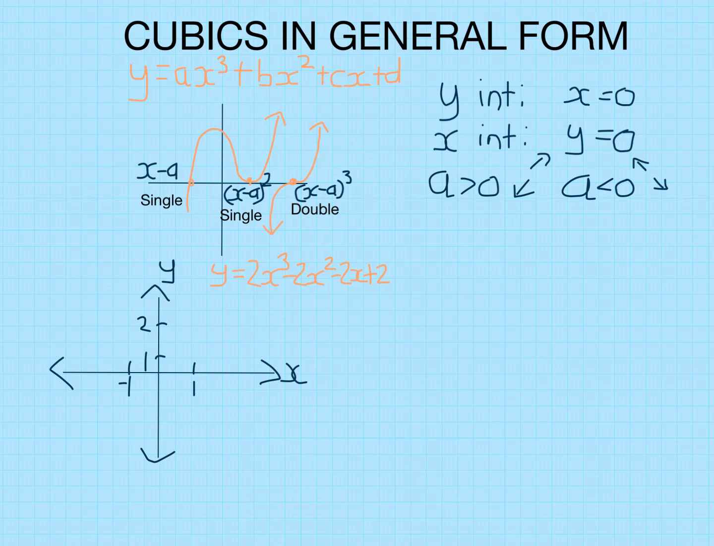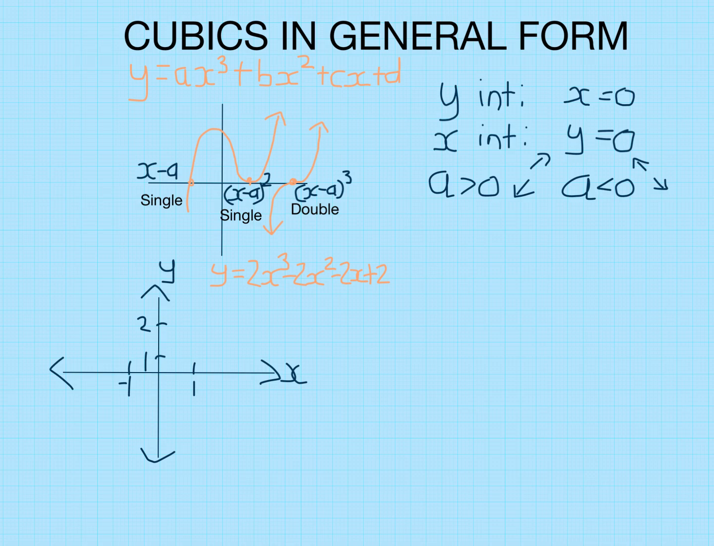Thank you so much for tuning into this video in which we will look at graphing cubics in general form. That is, we're going to graph cubics whose equation is written like this. So what we really need to do is find the intercepts, the y and x intercepts, and then we need to look at its behavior. If a is greater than 0, it's top right, bottom left, and if a is less than 0, it's top left, bottom right, just as it was when we looked at transformations of cubics.